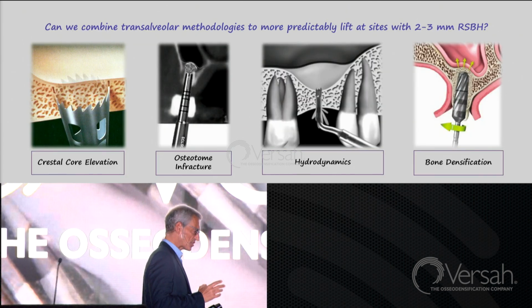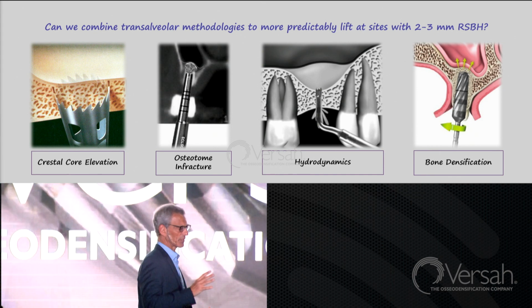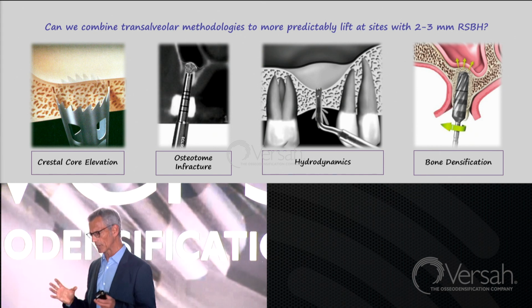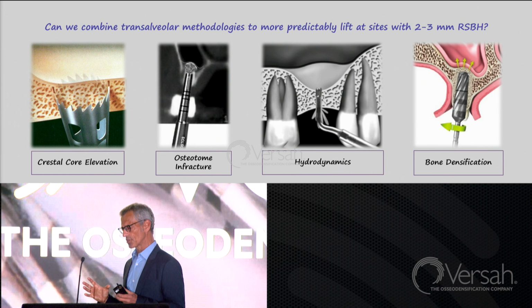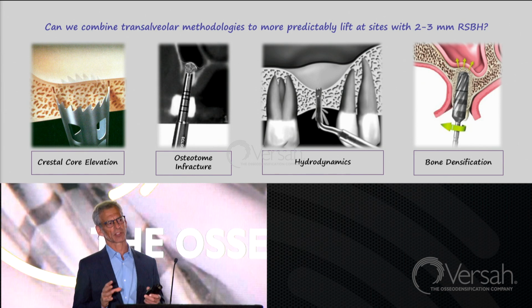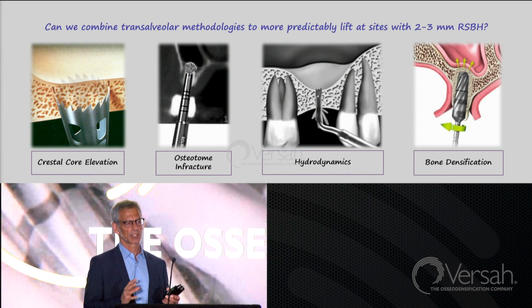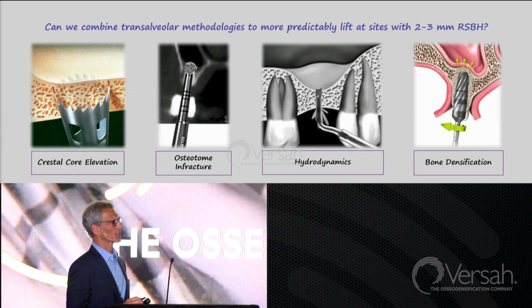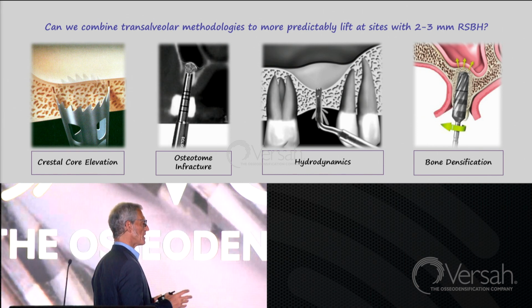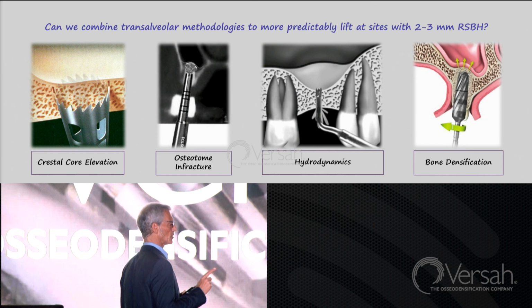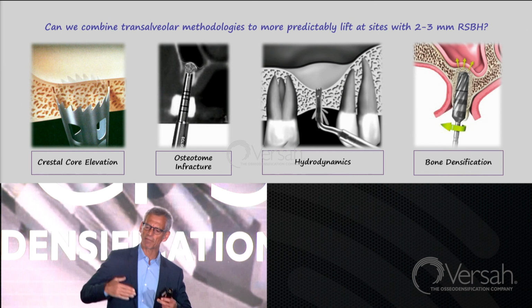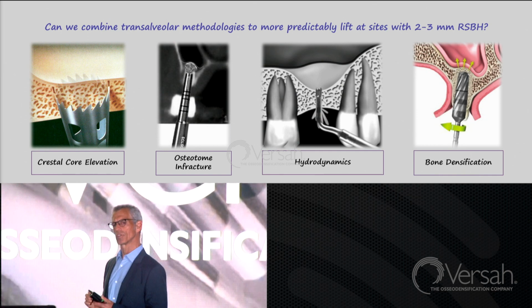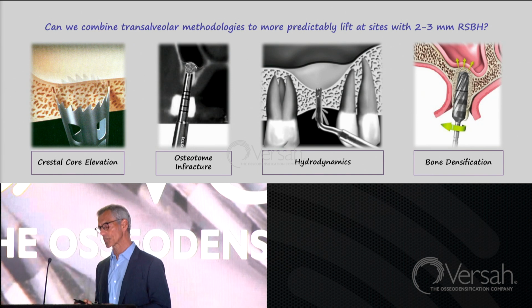But I still have not found the means using a transalveolar approach to manage severely atrophic sinuses. I still need to lean on a lateral window osteotomy. So I thought maybe if there's not one single transalveolar approach that can manage it, maybe if I combine transalveolar approaches, I can handle the more atrophic sinus.